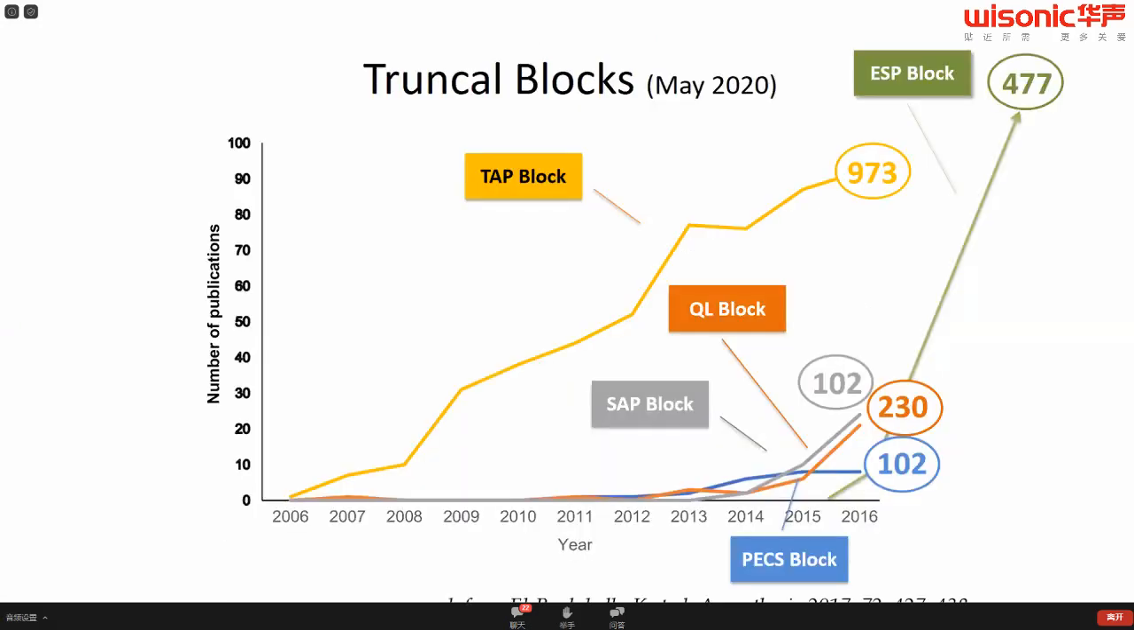Here you can see how often these blocks are found in PubMed. And you can see the TAP block is one of the oldest blocks. First description came nearly in 2006. And you can see up to now we have nearly 1,000 publications of the TAP block. But you can also see that the newest one is the ESP block. First description comes from autumn 2016. And up to now, we have nearly 500 publications on the ESP blocks.